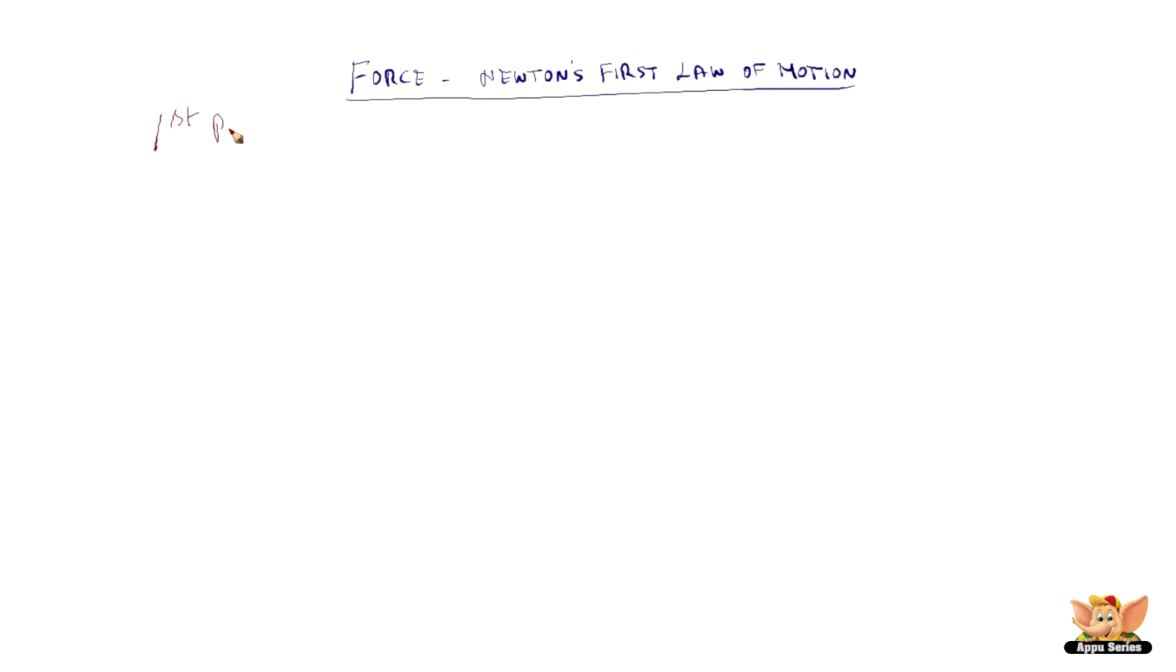Now let us see the first part of the first law, which states that an object is at a state of rest. So every object is associated with a certain state of rest. Otherwise, all the objects would be moving in this world. So this particular property is also termed as inertia. Until and unless you apply an external force on this object, it will not move.